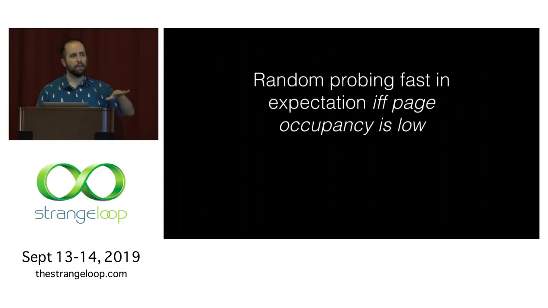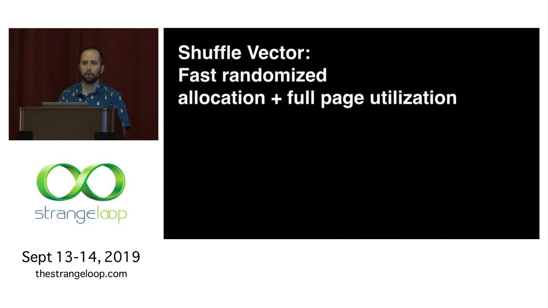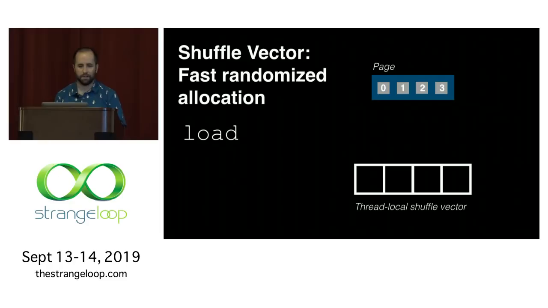DieHard made sure that once a page crossed some threshold of fullness, we started allocating out of new pages. This is directly at odds with what we're trying to do today with this allocator, which is minimize heap usage. So we needed a different approach. And what we developed was something called the shuffle vector. Shuffle vectors provide fast randomized allocation along with full page utilization.